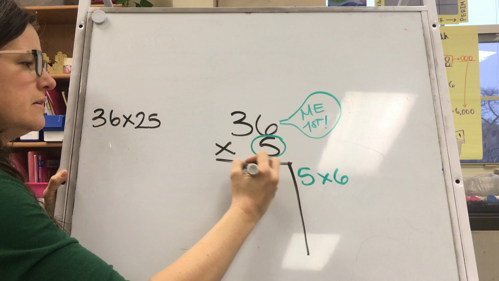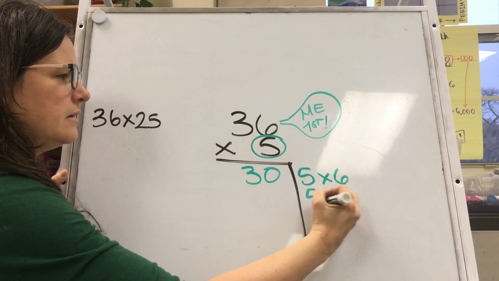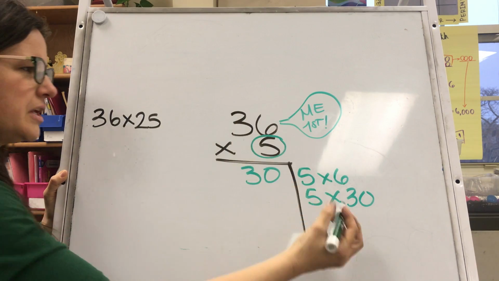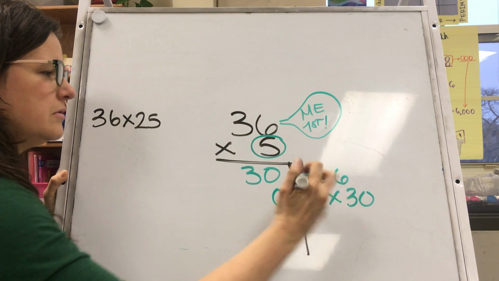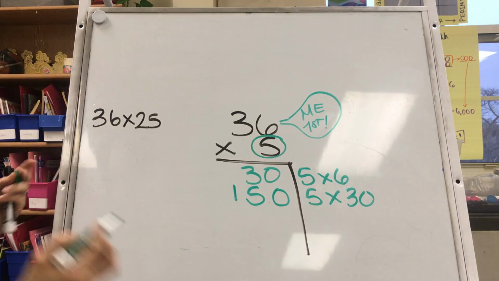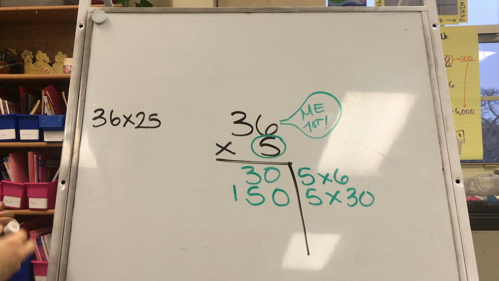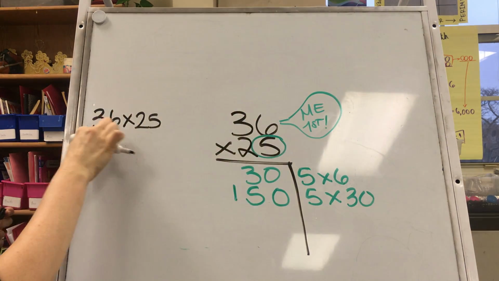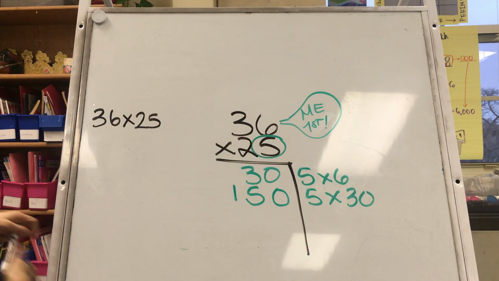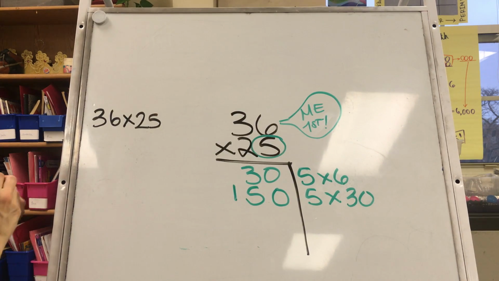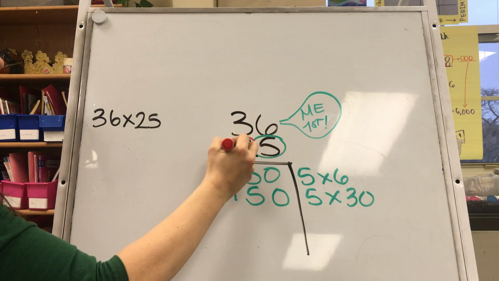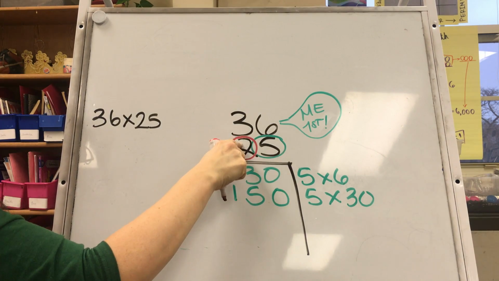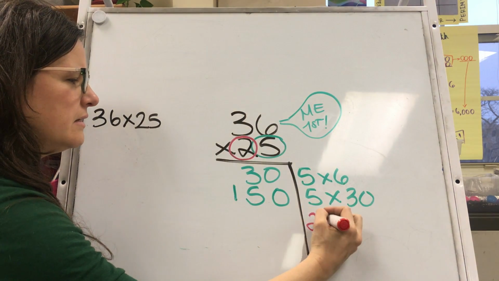5 times 6, 30. 5 times the 3, that's really a 30. 0. But we're not done yet. We still have this 2 we need to work with because we're doing 36 times 25. So we're going to circle that one in red so that we can keep track of what we're doing. So everyone needs a turn with red. This 2 isn't really a 2, it's really a 20.